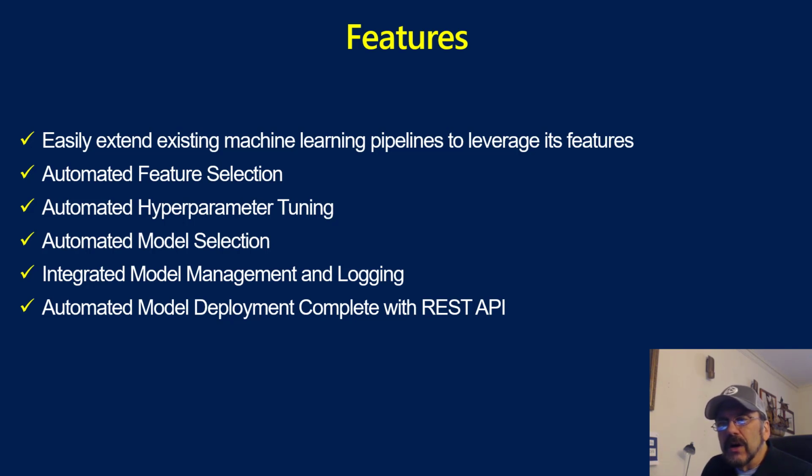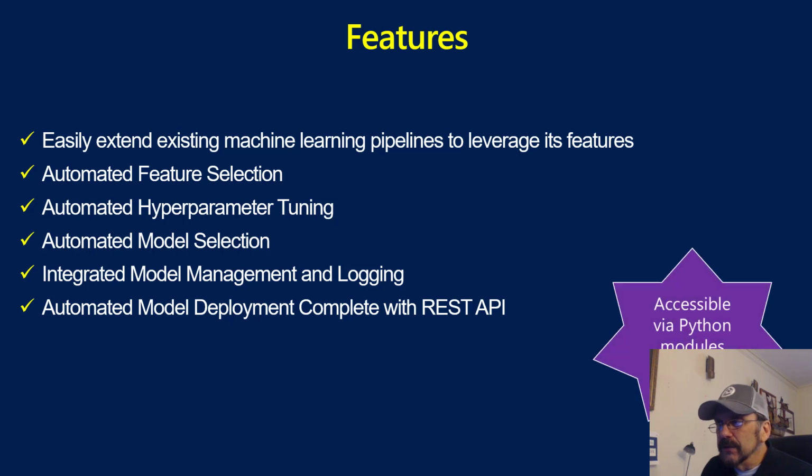And then we also have the automated model deployment, complete with the REST API, which is pretty cool because there's features even here if you need to go to the IoT edge with it. There's services that let you push it to edge devices. I mean, a lot of cool stuff. And it's all accessible within Python modules provided to you. They call them SDKs. The Azure Machine Learning SDK gives you these modules. So all it really is, is pip install, and you get these modules.